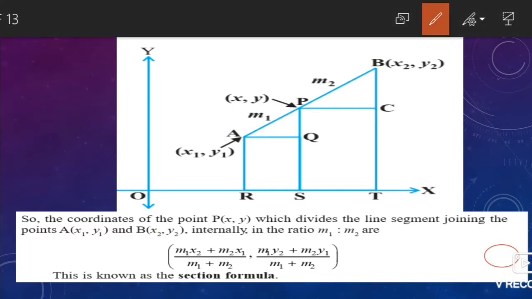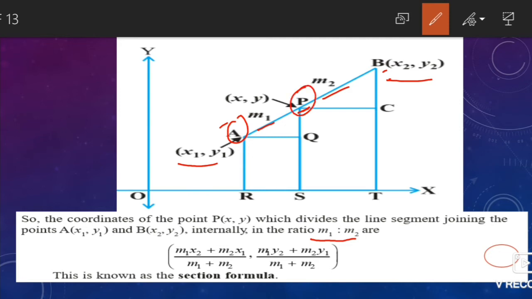Suppose AB is a line where the endpoints are A and B in the Cartesian plane. Suppose the coordinate of A is (x1, y1) and the coordinate of B is (x2, y2), and consider a point P which divides this line AB in the ratio m1 is to m2. Then what will be the coordinate of P?